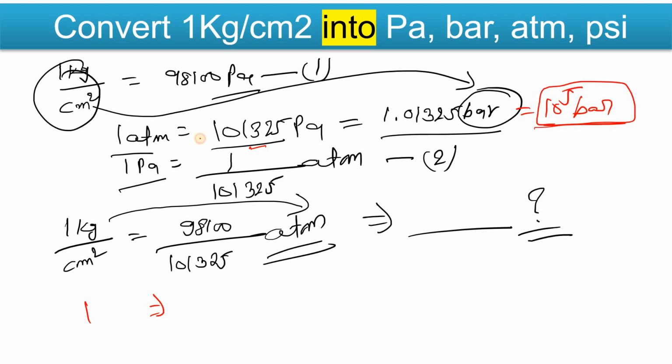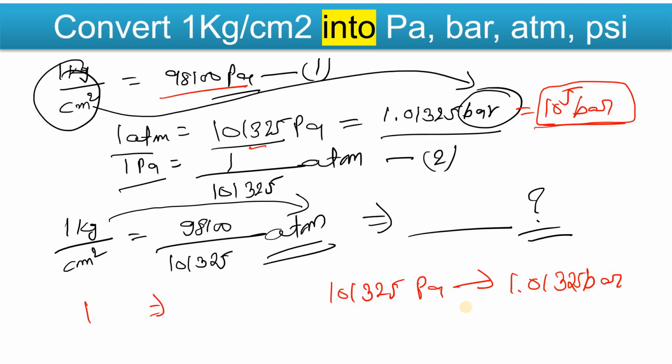So if you want to convert Pascal into bar, what you will do, you know that 101,325 Pascal. If you want to convert that into bar, what will it be? It will be 1.01325 bar.